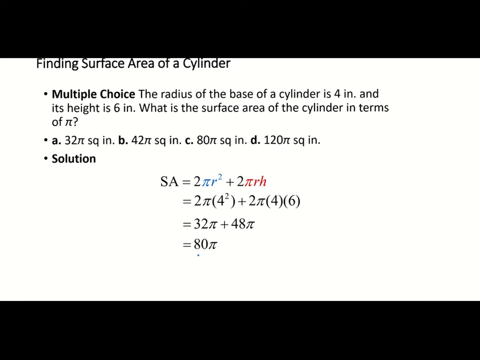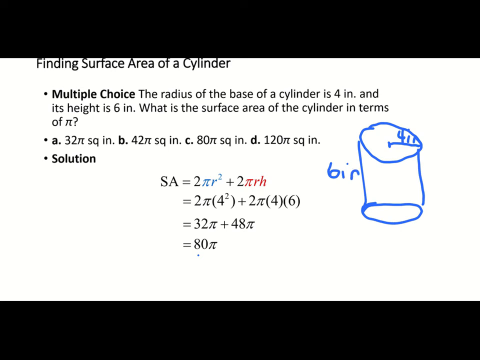All right, so here we have the radius of the base of a cylinder is 4 inches and the height is 6 inches. They want to know the surface area in terms of pi. So here's our cylinder, and again, apologize for my drawing. The radius of the base of the cylinder is 4 inches, so the circle, it's 4 inches, and the height is 6 inches.